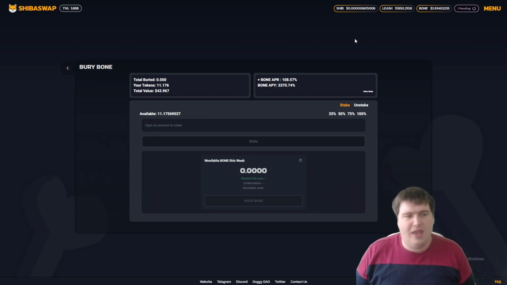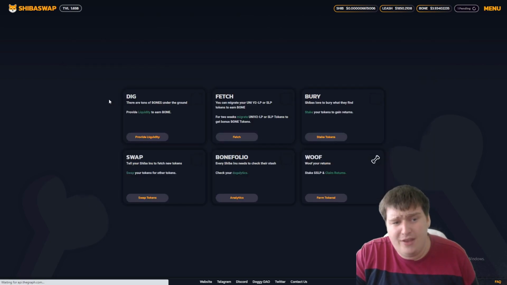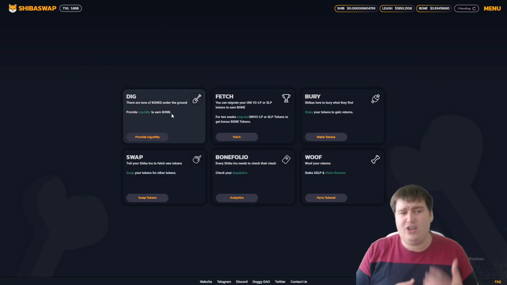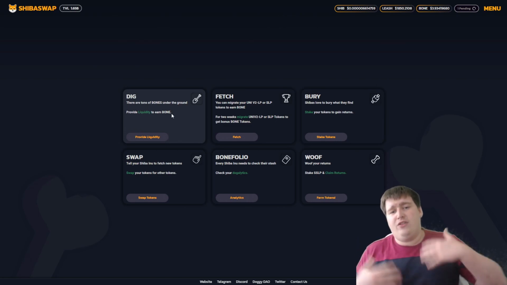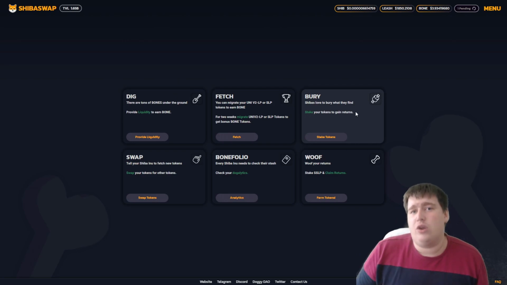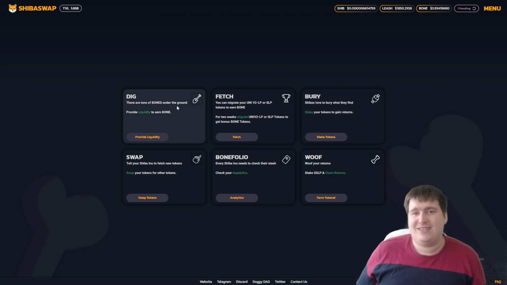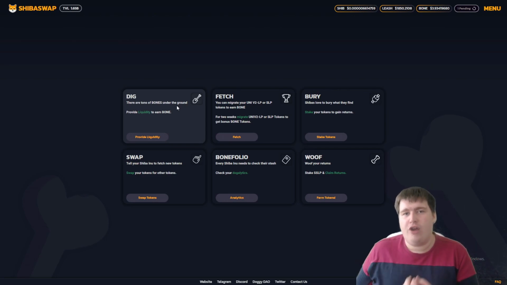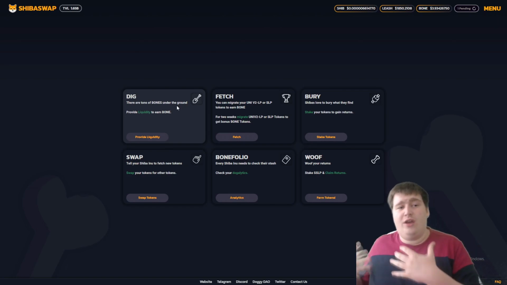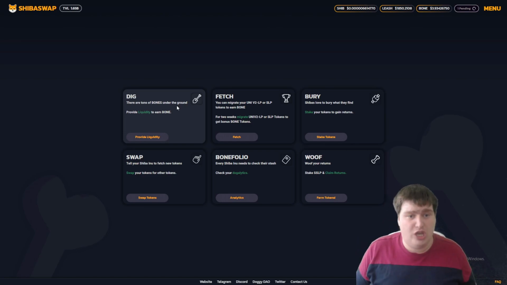But in my opinion, this is a win-win situation. Very low risk, in my opinion, from what I've seen. Digging's a bit riskier because you're providing liquidity and not just staking your tokens. So in my opinion, Bury if you want a low risk, high return. But Dig is obviously a higher risk, but you get higher rewards for it over time. And this is all my opinion, not financial advice, but if you've got the amount of money to put into it, I would put it into digging if you're thinking of investing on ShibaSwap.